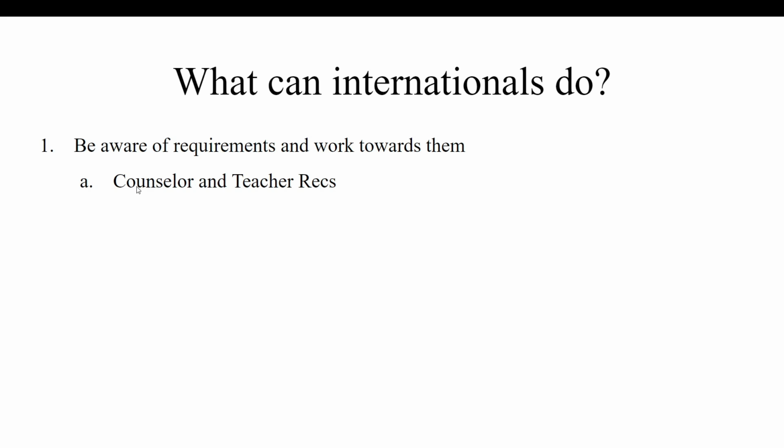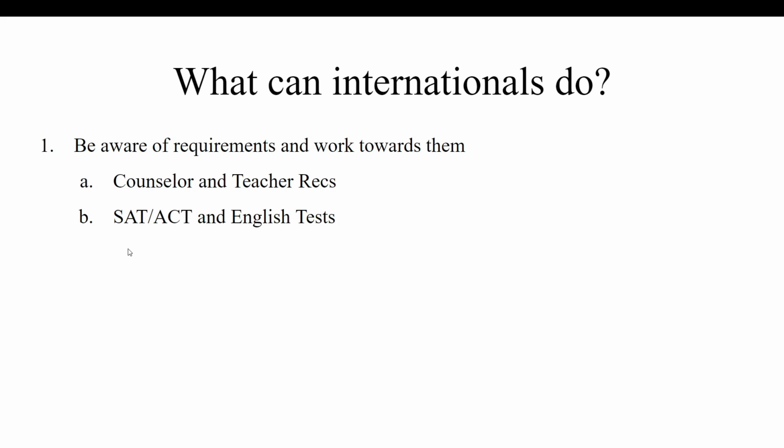So what internationals want to do is start building up relationships with their counselor, and if you don't have a counselor, that's going to be your vice principal or principal. Just build up relationships with whoever's going to be sending the counselor report for your school, and also try to find some teachers that you can ask for letters of recommendation and start building up relations with them starting in 10th or 11th grade, not the 12th grade.